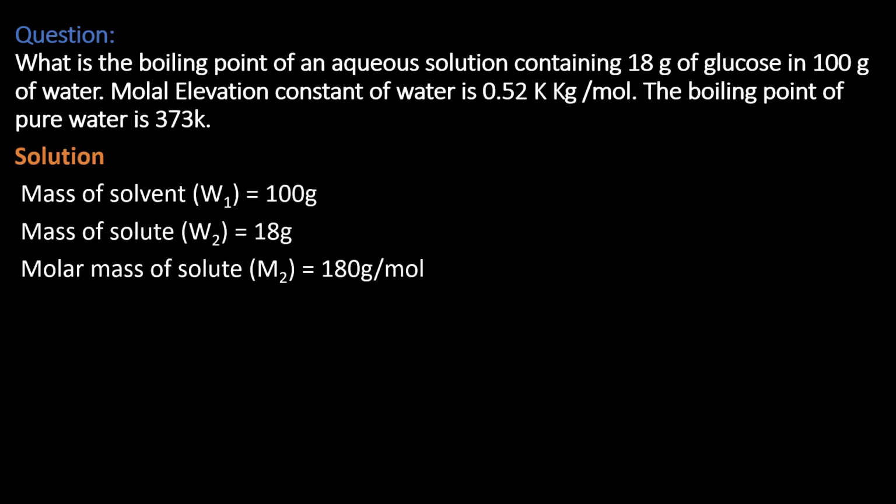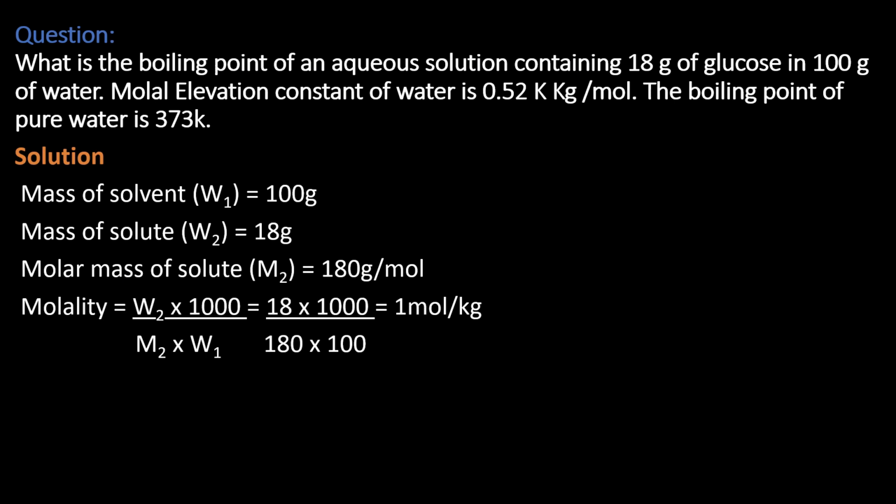What is given is the mass of the solvent. W1 is 100 grams, given in the question. The mass of the solute is 18 grams. The solute is glucose. The molar mass of the solute, that is the molar mass of glucose, is 180 grams per mole.